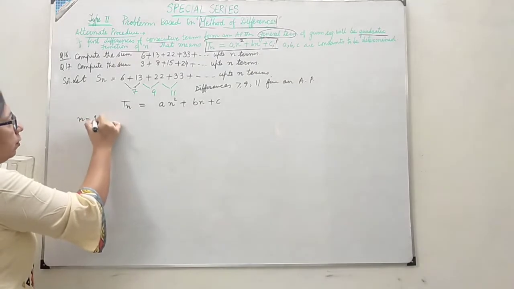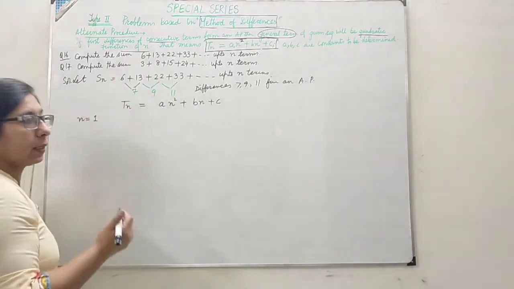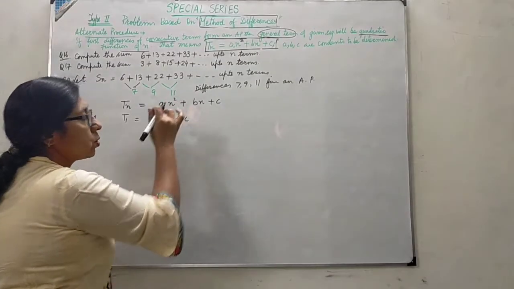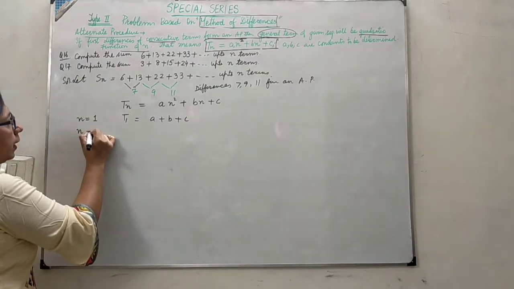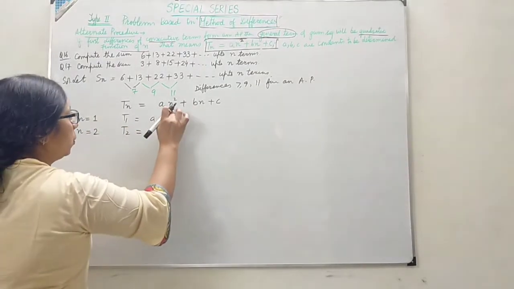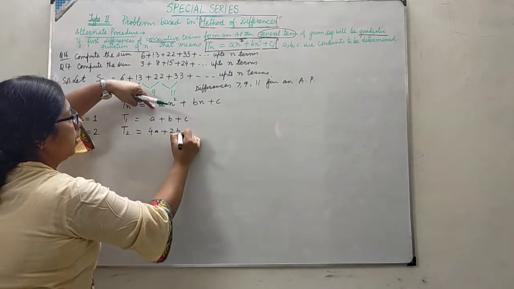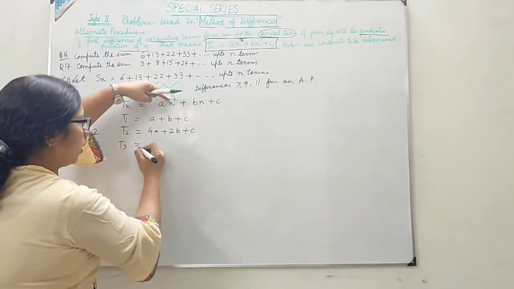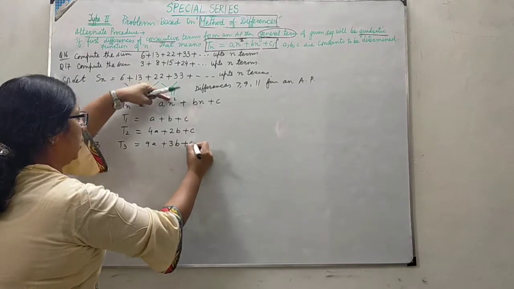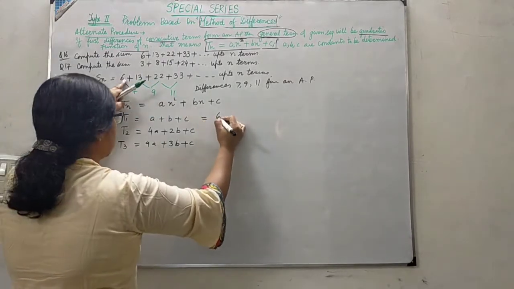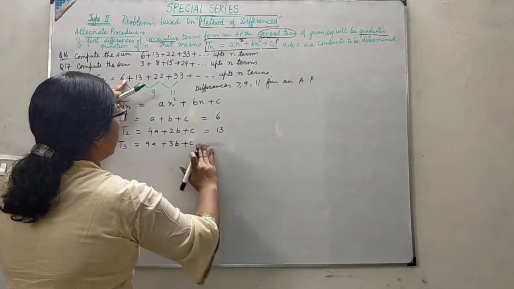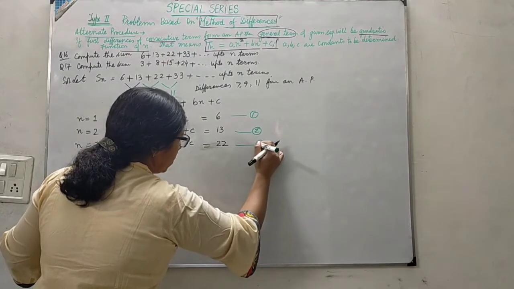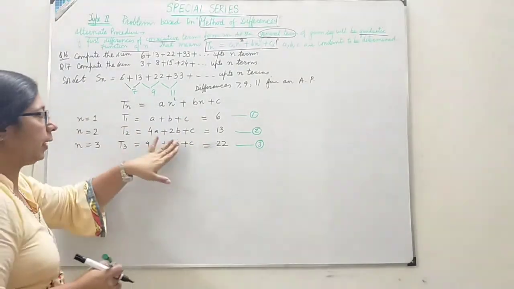Now I will substitute the value of n as 1, 2, 3, because these terms are given to you. T1 will become A plus B plus C; in place of n, I have substituted 1. If I take n as 2, T2 will become 4A plus 2B plus C. And if I take n as 3, T3 will become 9A plus 3B plus C. The first term is given as 6, the second as 13, the third as 22. Now we have these three equations, and we will solve them for finding A, B, C.